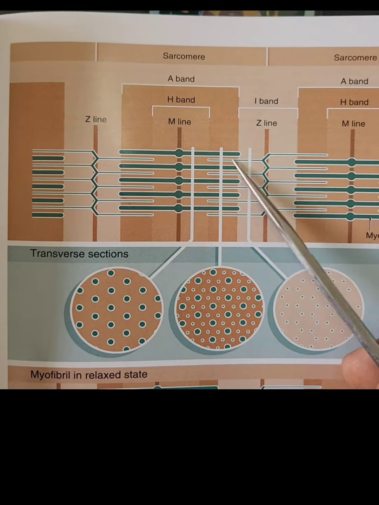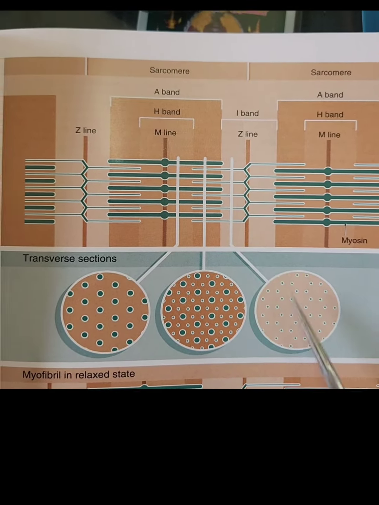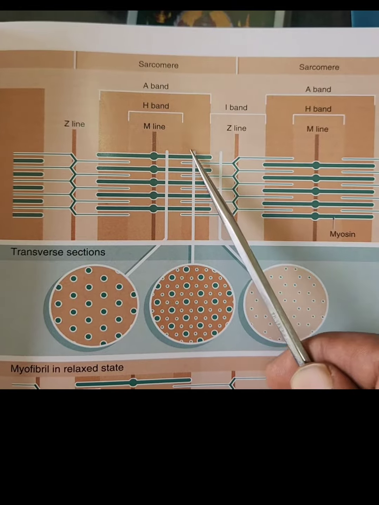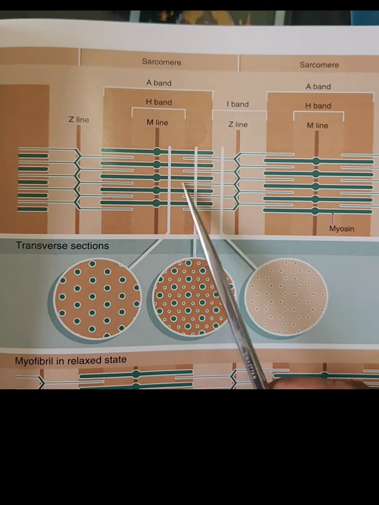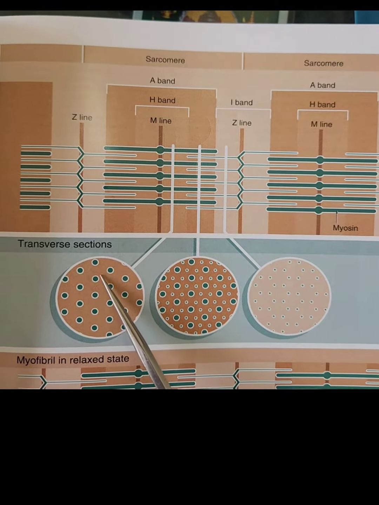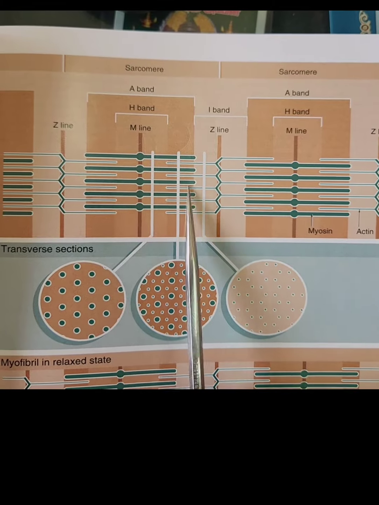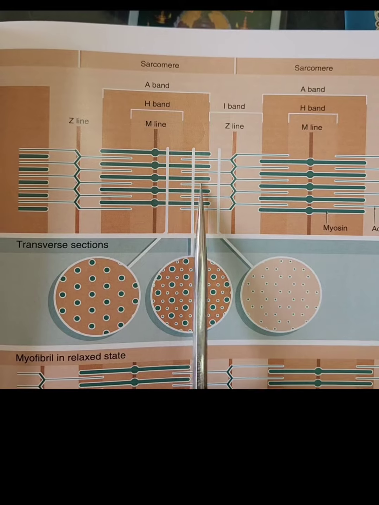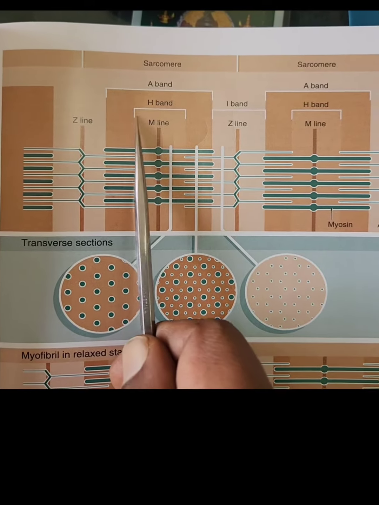In the area of light band, if you take a cross section, we will see only actin filaments. But in the area of dark band, the peripheral part of the dark band shows overlapping of myosin and actin both. But towards the center, if you have the section, that shows only myosin filaments. So this overlap makes the dark band much darker at the periphery, and in the center where there is no overlap of actin filaments, this is called H band.